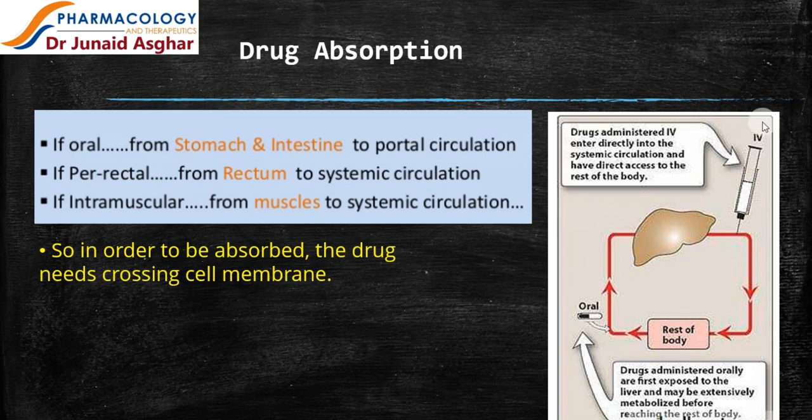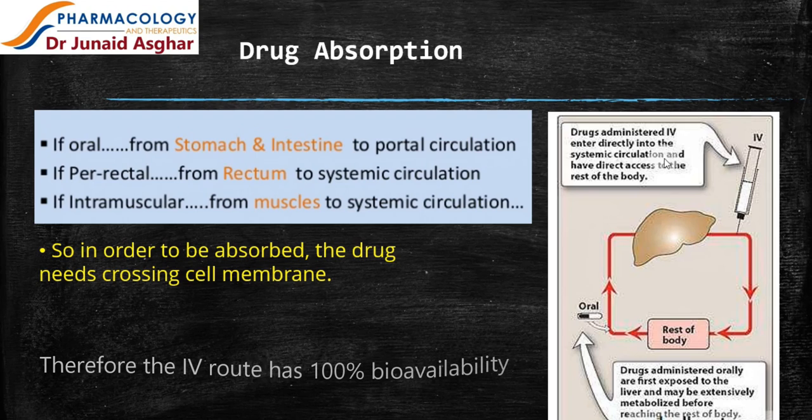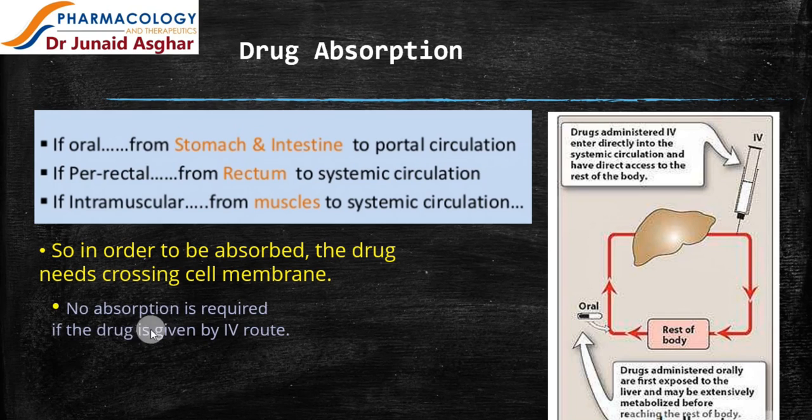In case of an IV injection, which places the entire drug into the systemic circulation, bypassing the liver, the situation is entirely different. The drugs administered IV enter directly into the systemic circulation and have direct access to the rest of the body. Therefore, it can be used in an emergency condition where you need a quick action of the drug. So, no absorption is required if the drug is given by IV route.